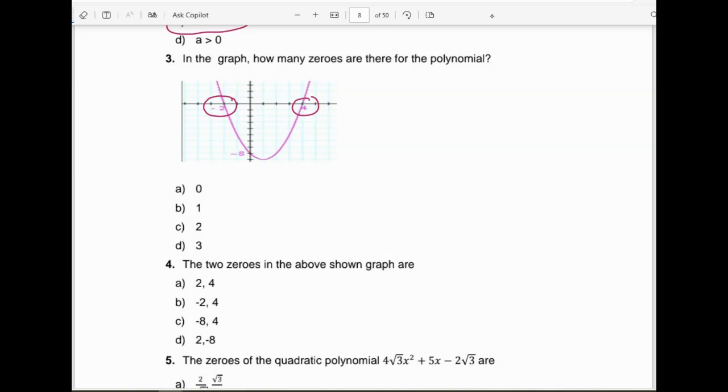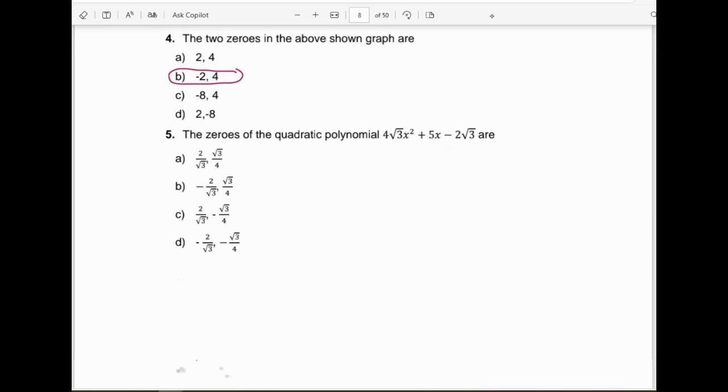We'll be checking for x-axis. So in x-axis we have two zeros. So the two zeros in the above graph are, what are the two zeros? It is minus 2 and 4, that is B. And here we have only two zeros.